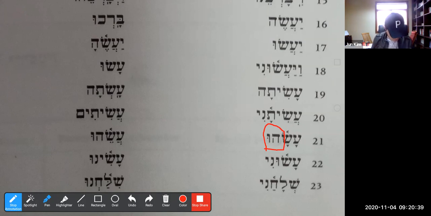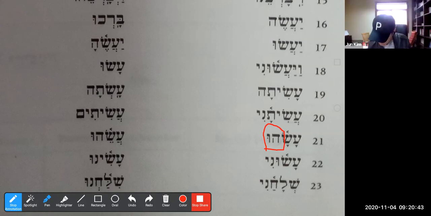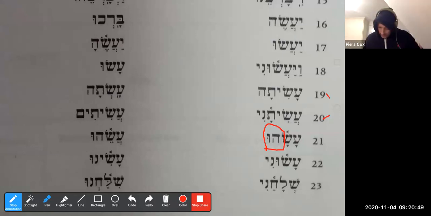Number 20. No, I was 18. What is it? Oh yeah, right. I was number 18, because 19 and 20 were done. 18. What is your analysis? Okay, so root letters asa, ayin, sin, hey.